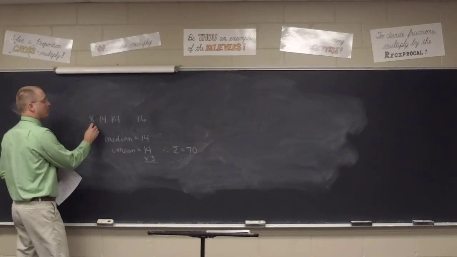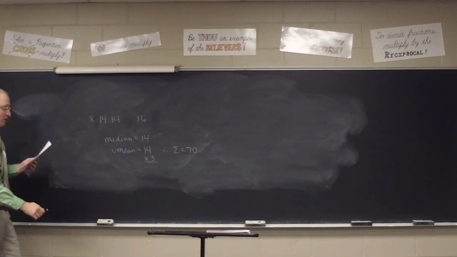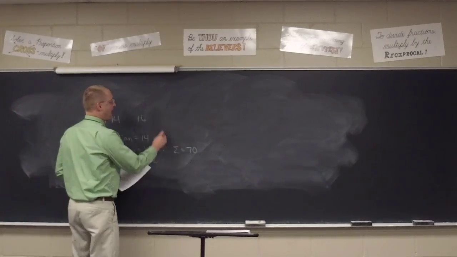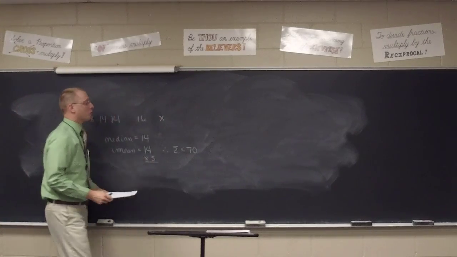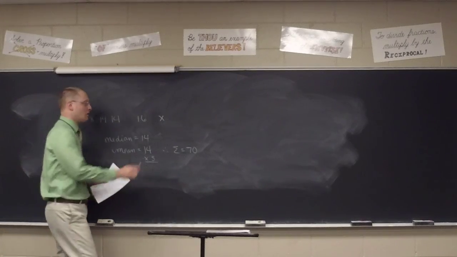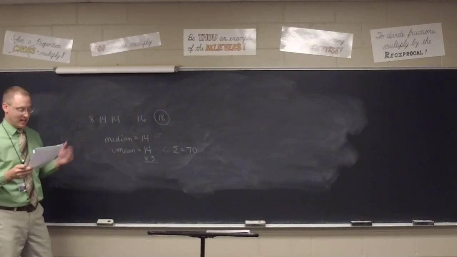So, what's the sum so far on your calculator? 8, 14, 14, and 16 so far adds up to 52. So if they all have to add up to 70, what's the missing number going to have to be? 18. So the 52 and 18 will make 70. And that's the answer, letter E.